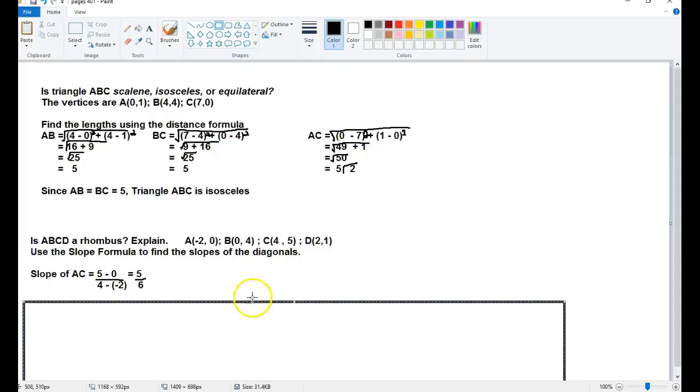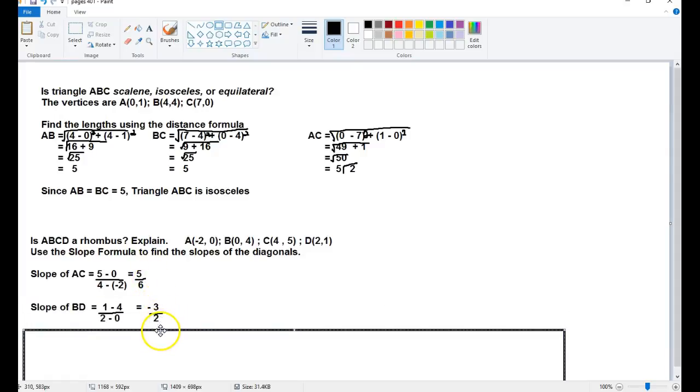The slope of AC would be 5 minus 0 over 4 minus -2, which is 5 over 6. The slope of BD is 1 minus 4 over 2 minus 0, which is -3 over 2.